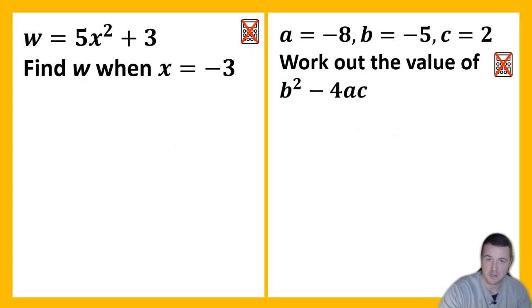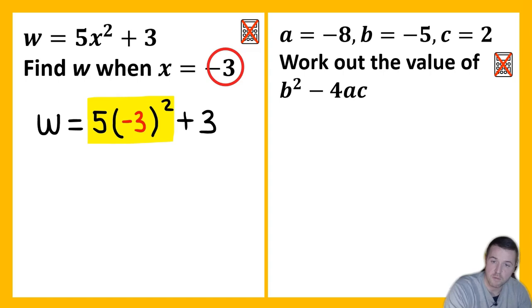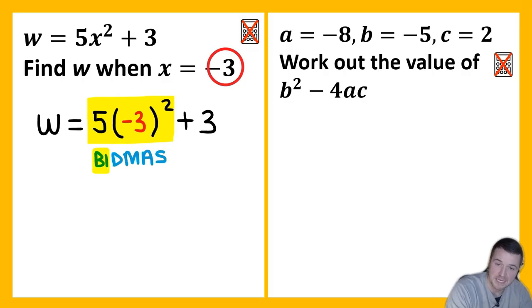On to the intermediate questions with an increase in difficulty. The formula is given as w equals 5x squared plus 3. We need to find w when x is equal to -3, replacing x with a bracket and -3 before squaring and adding 3. This is another common misconception or mistake. Where we have more than one operation to complete, we do need to consider BIDMAS, and we should be completing the brackets with the indices that I have before I complete the multiplication by 5.